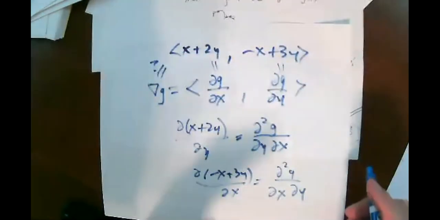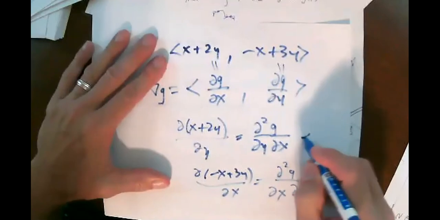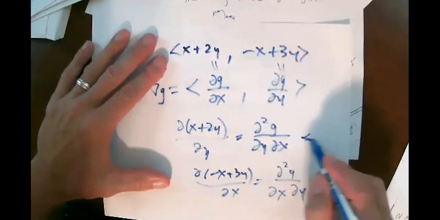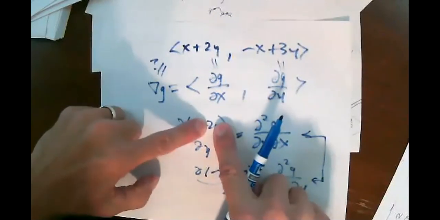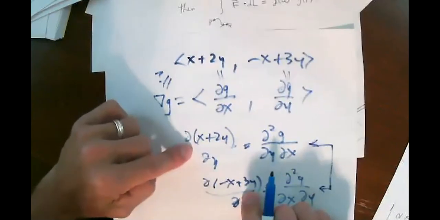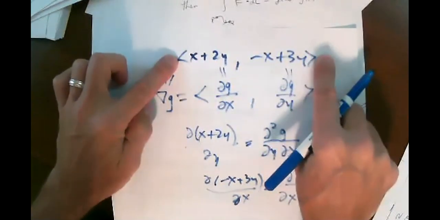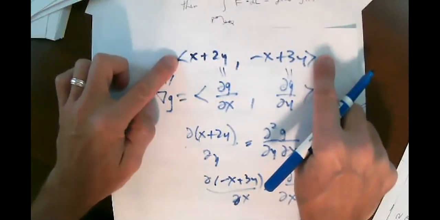Now, I told you earlier in the semester that for the functions we deal with, all nice functions, these two expressions should be equal. And they won't be in this case. You see, this partial derivative is a 2 and this one is a 3. So the fact that these two partial derivatives are not equal is your clue that this is not a conservative vector field. And that is the general test.